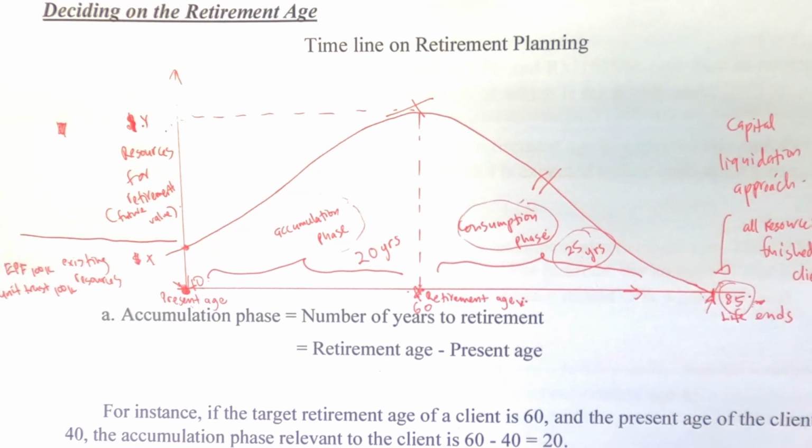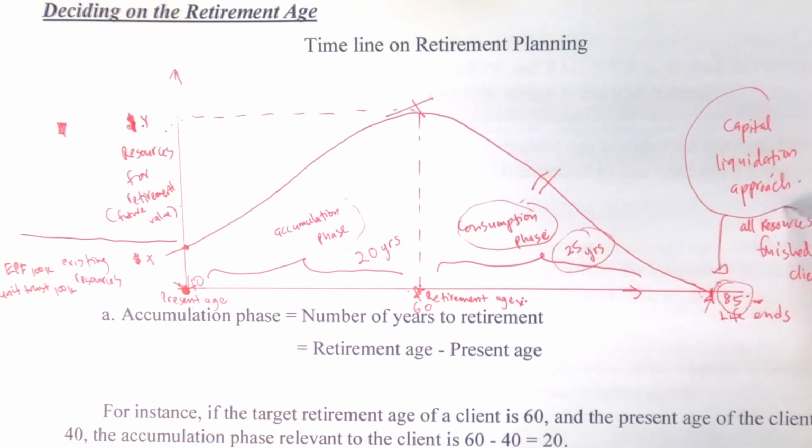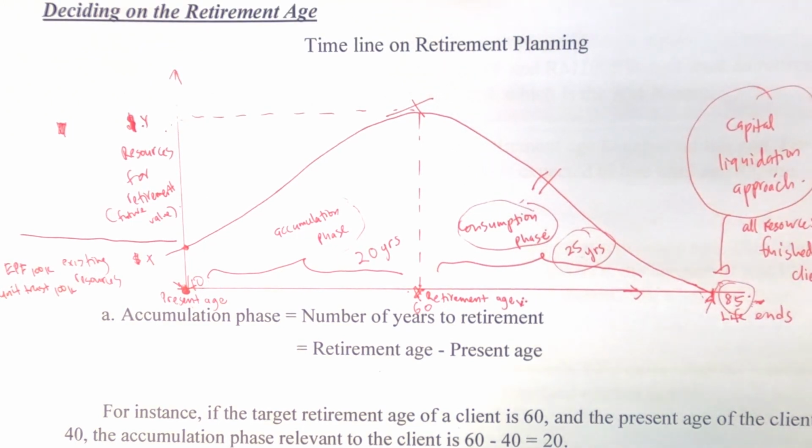Besides that, it is also important for me to note that this kind of concept is applied in the capital liquidation approach, where all of the resources are considered finished, considered gone, when the client reaches 85. It means that the clients will not be able to pass the resources to their siblings or to their children of their own.